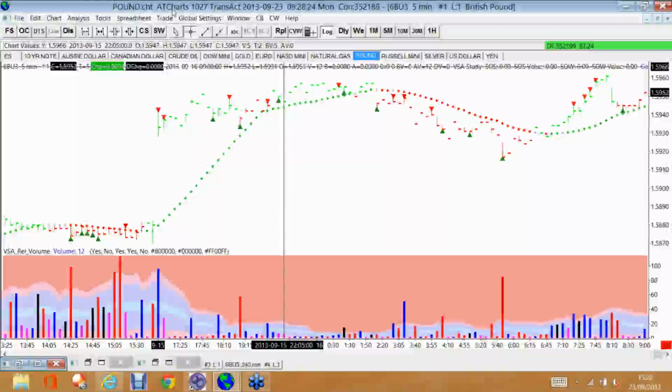Now, no demand has the following criteria. Number one, it's always on an up bar. Always. So no demand is always on an up bar, just like no supply is always on a down bar. You can get tests on up bars, but you just don't get no supply on up bars. They're down bars. If you turn no demand upside down, you'd have no supply. Just the principle upside down.